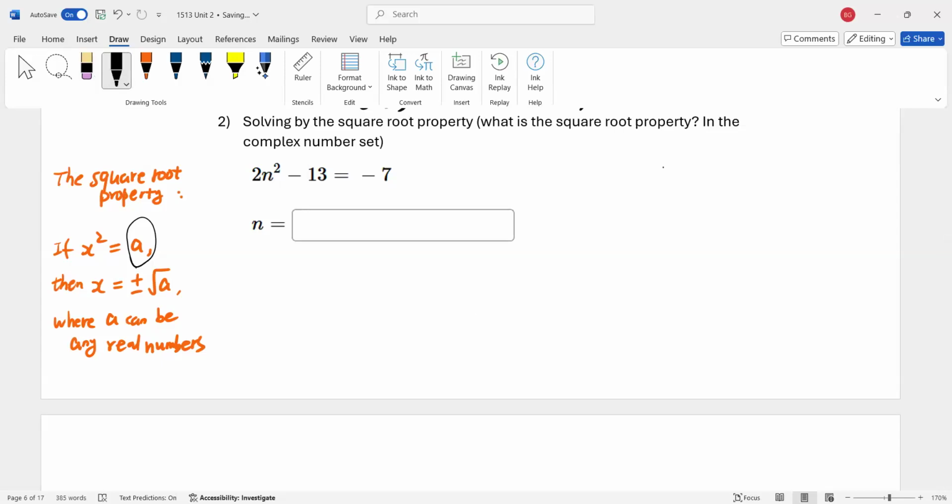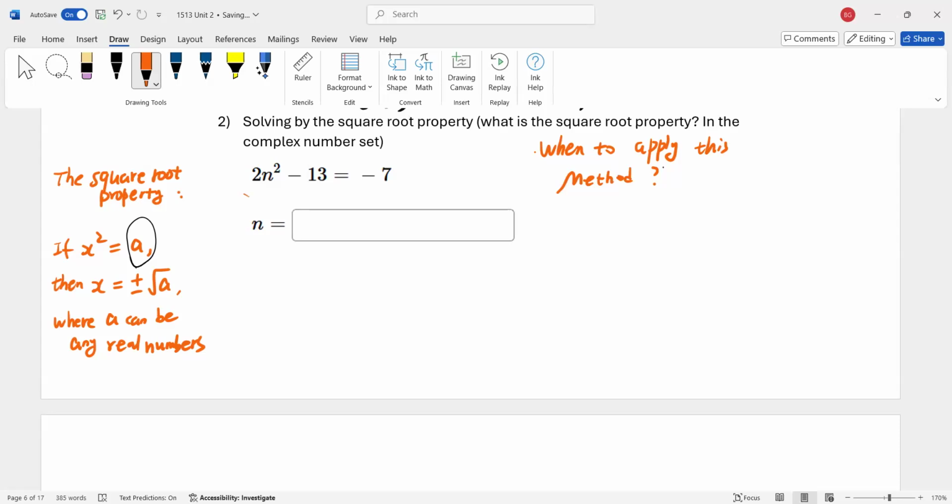Okay, another question before we do that. When do we apply the square root property? When to apply this method? When the equation has a perfect square that is easy to isolate.